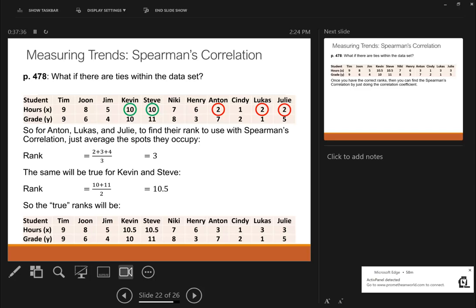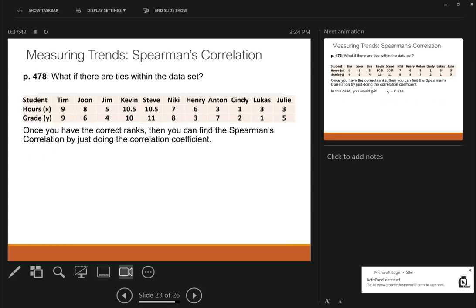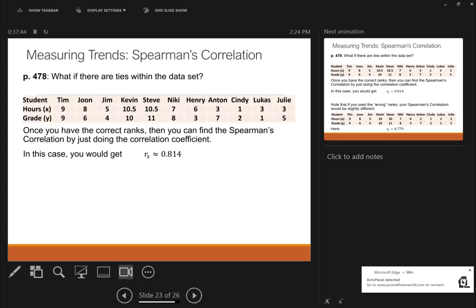This is the hardest thing in the chapter from a calculation standpoint, is getting that straight. And then once we have our proper rank order data, we just do the Pearson calculation on our rank order stuff, and it spits out the Spearman statistic.